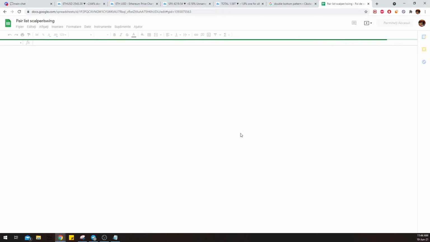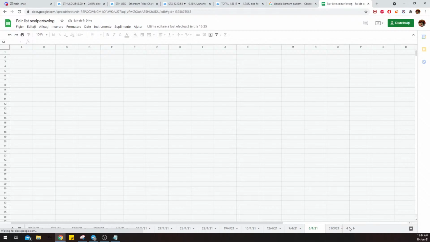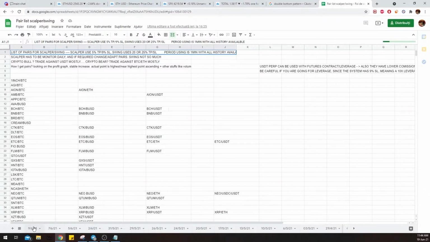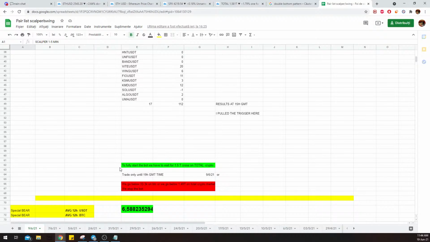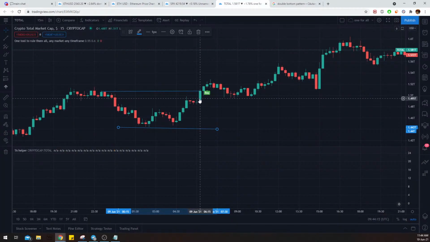In a moment. So yeah, to fully start the bolt, we have to wait for a 1.5 T cross. It's what I said yesterday. Okay, mate. Sorry. So fork this. Yeah, okay, sure. I use a fork.